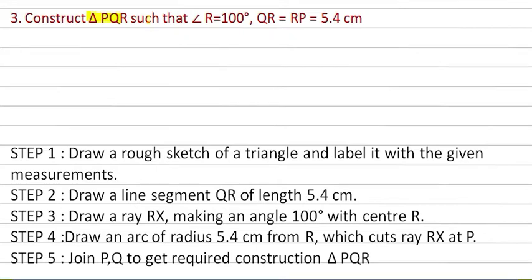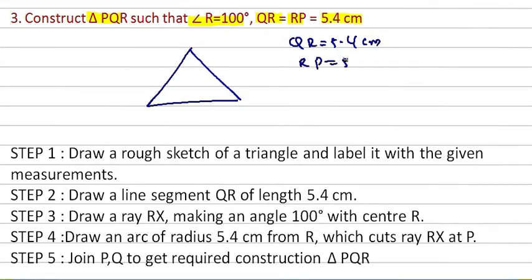Construct a triangle PQR such that angle R is equal to 100 degrees, Q to R is equal to R to P is equal to 5.4 centimeter. So what is our first step? We need to draw a rough sketch of the given diagram. Here we have two lengths, Q to R is equal to 5.4 centimeter and R to P is also 5.4 centimeter. So label QR as 5.4 centimeter, angle R as 100 degrees, and the length of R to P as 5.4 centimeter. It is a rough sketch.